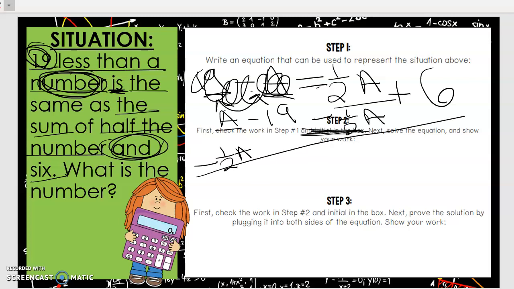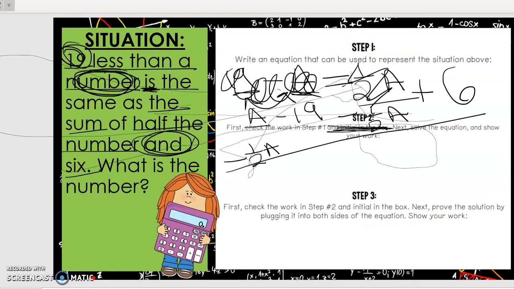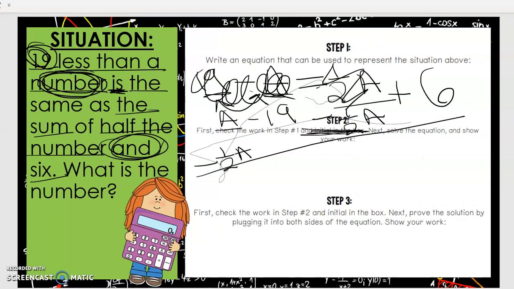Okay, I know it's crooked. I can't get it to go straight. I don't know what the deal is. All right, so when I do that, this pen is not cooperating today. There we go. Don't know why it just did that.